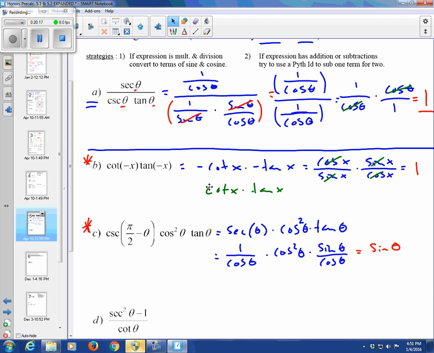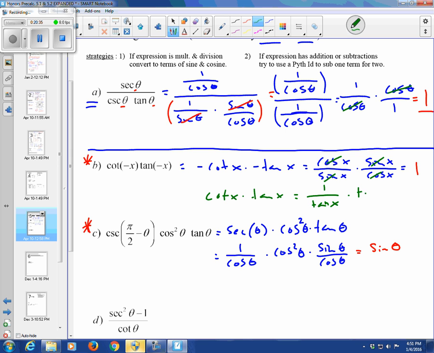Now, that's not the only way for us to do this, and I want to point that out. You could also spot that because cotan and tan are reciprocals, cotan is also 1 over tan x, and that 1 over tan x times tan x also will give us 1 when the tan x is canceled. So this is a strategy we can use, but it's not something we always have to use.